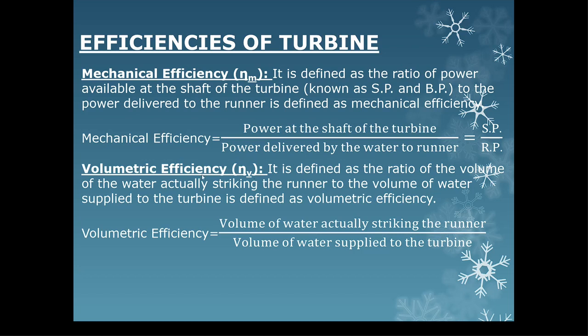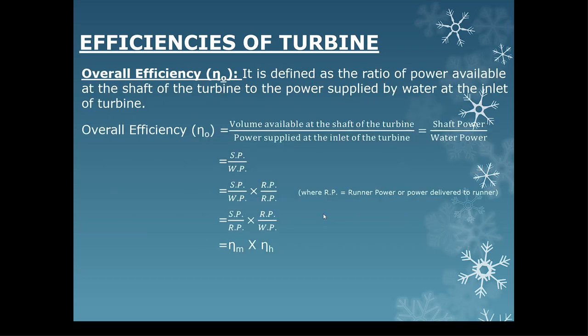Next is volumetric efficiency. It is defined as the ratio of the volume of water actually striking the runner to the volume of water supplied to the turbine. Next is overall efficiency. It is defined as the ratio of the power available at the shaft to the power supplied by the water at the inlet of the turbine, so shaft power by water power.